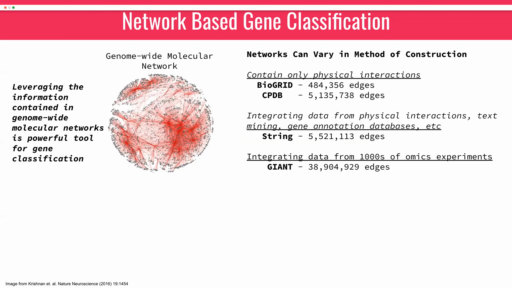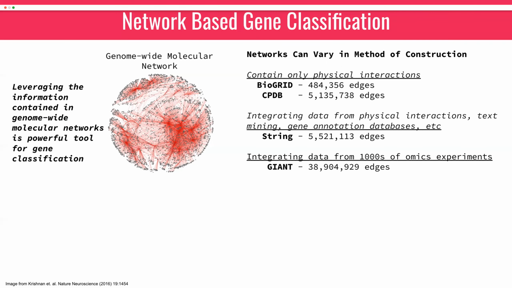These networks vary in the way they were constructed. Some of them contain only physical interactions, like BioGRID or ConsensusPathDB. Some integrate lots of different information, like physical interaction, text mining, genome annotation, borrowing information from other species, and so on. STRING does this very well.